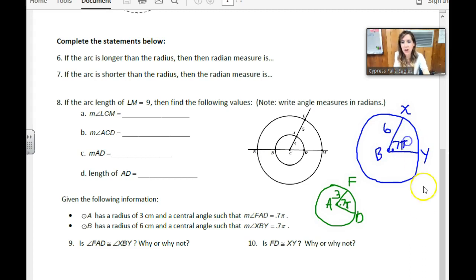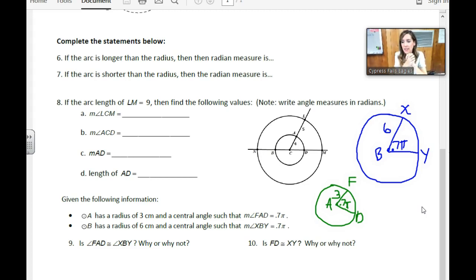So let's compare and contrast these circles. They both have the same central angle measure, so FAD is congruent to XBY because they have the same radian measure, but they have different radii, meaning they are different sized circles. So I've kind of answered both of those questions already.